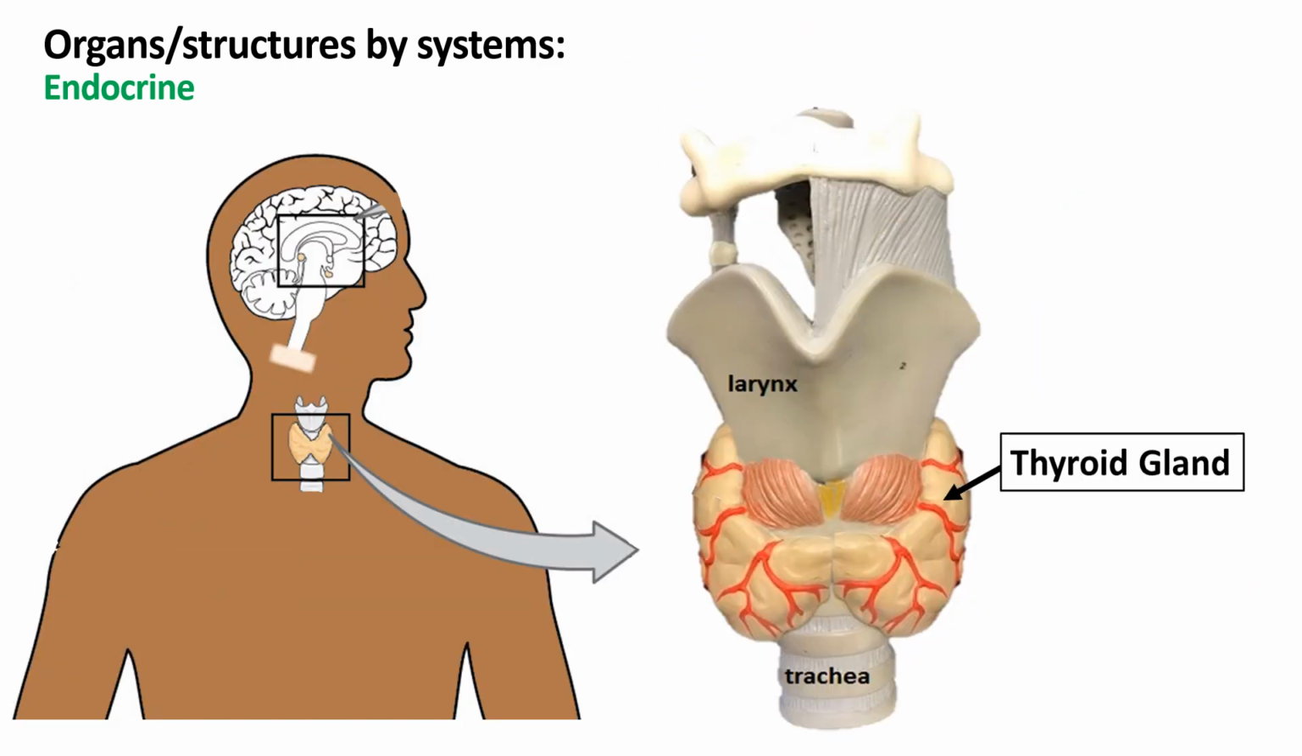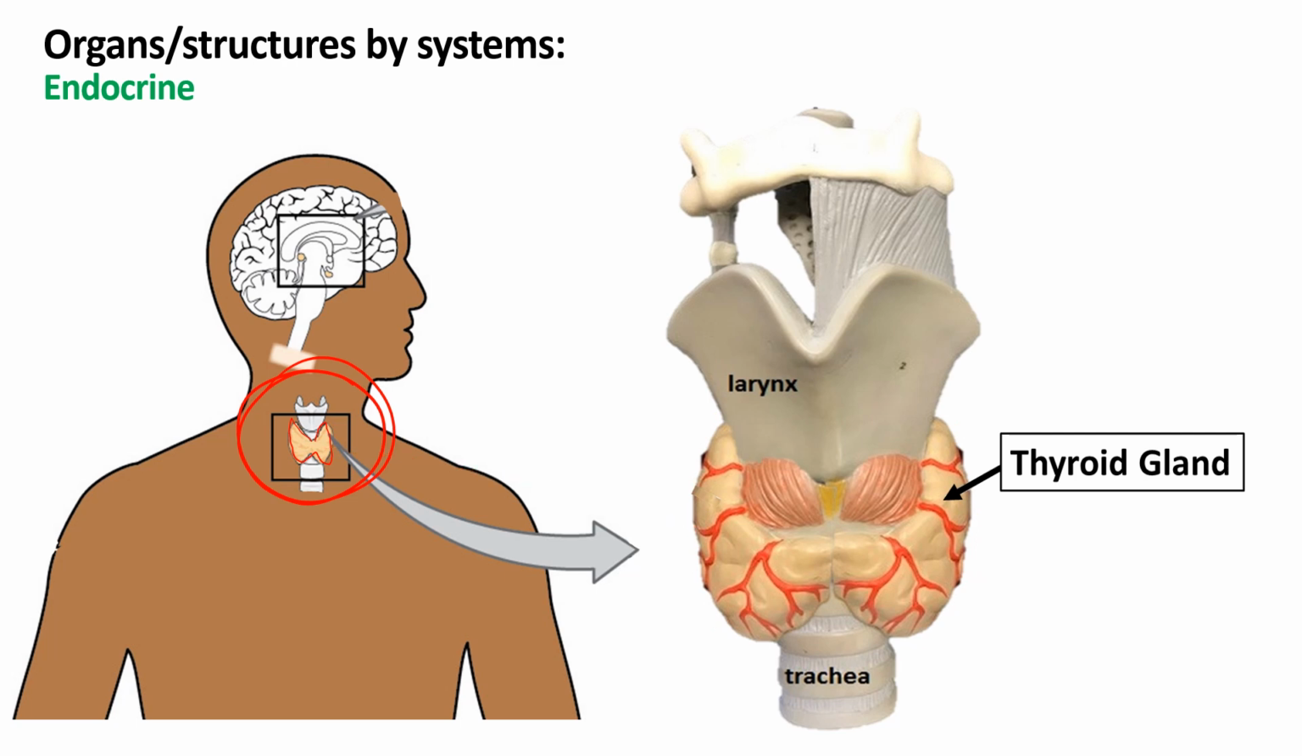Okay. The next one is in the neck, and we have here the thyroid gland. Look at the thyroid gland, how it looks. It looks yellow, like a fatty tissue. This is how it looks in the models that we have. So all this yellow part is the thyroid gland.